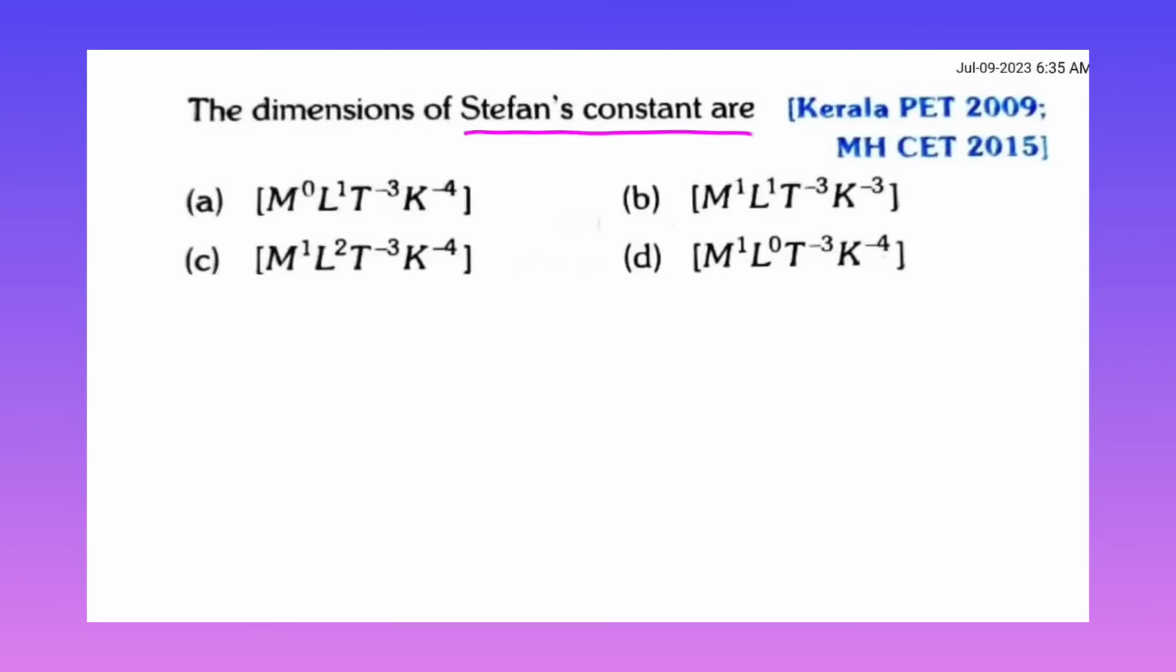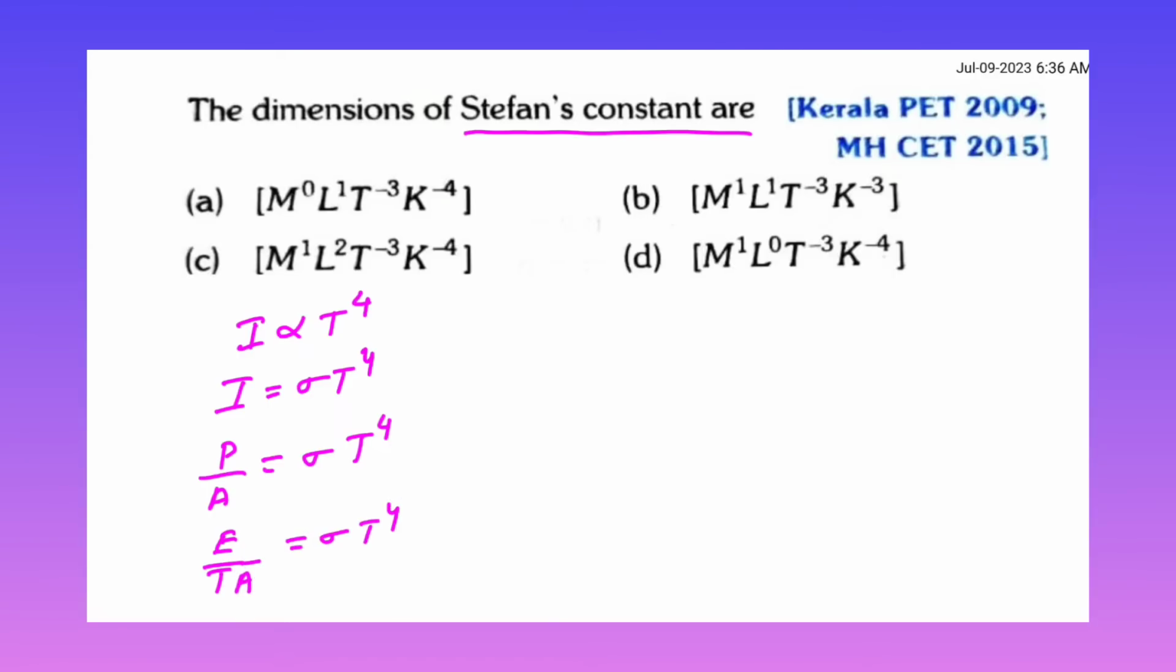Friends, how to find out the dimensional formula for Stefan's constant? For that you should understand one concept. The intensity of light coming from the sun is directly proportional to the fourth power of absolute temperature, and intensity is equal to sigma T power 4. You should know the formula for intensity. Intensity is nothing but power by area, and you can write sigma T power 4, and power can be written as energy by time. Area is already present here.